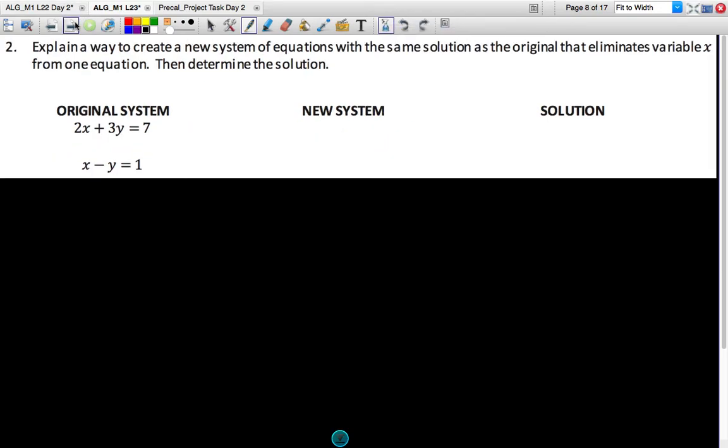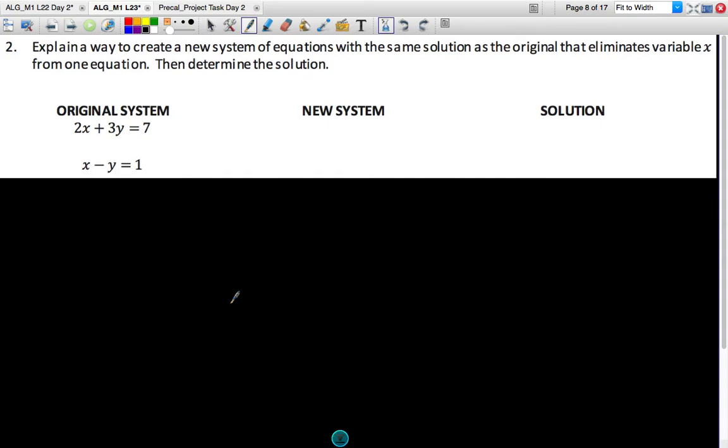Now let's look at exercise 2. Same information, same system. This time the directions say to solve this using the elimination method that eliminates variable x. So on exercise 1, we were eliminating variable y. So now we're going to solve this by eliminating x.